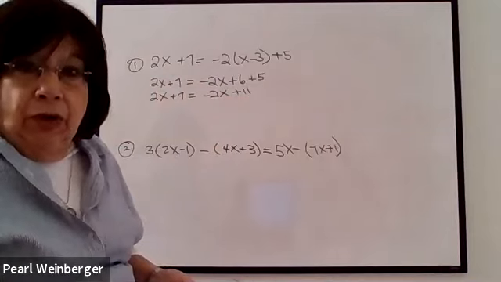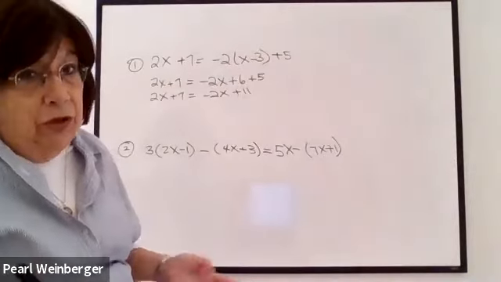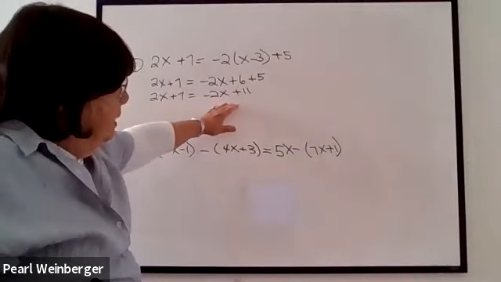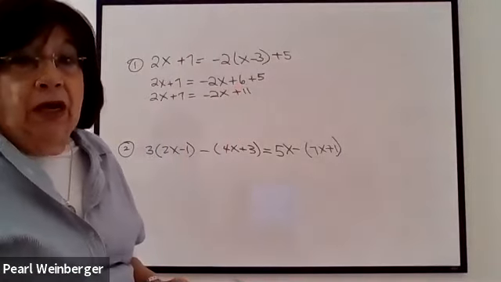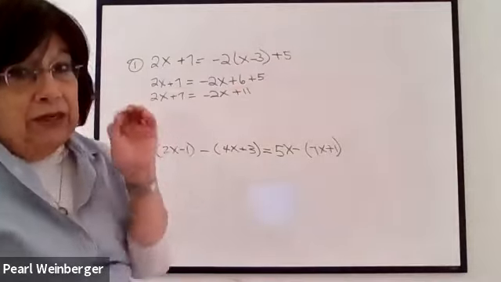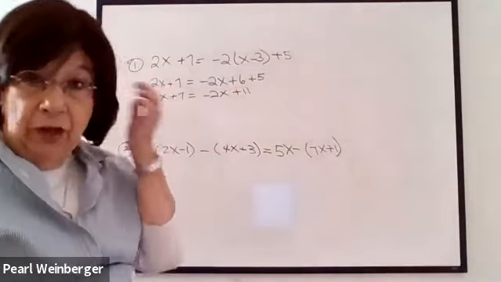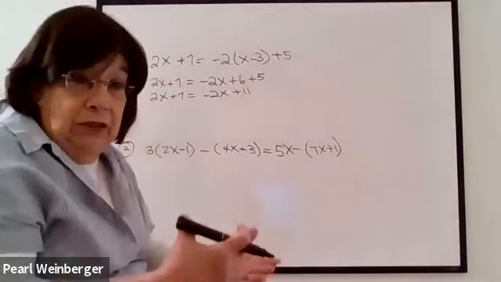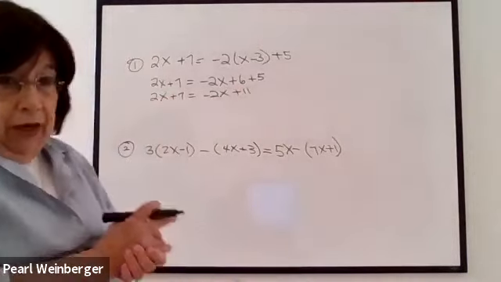When you're doing an equation, it doesn't really make a difference. You could have done it the other way. You could have gotten the numbers on the left and the x's on the right. But when it comes to inequalities, it's absolutely imperative that we always have the x's on the left side. So let's be consistent and always do it that way.